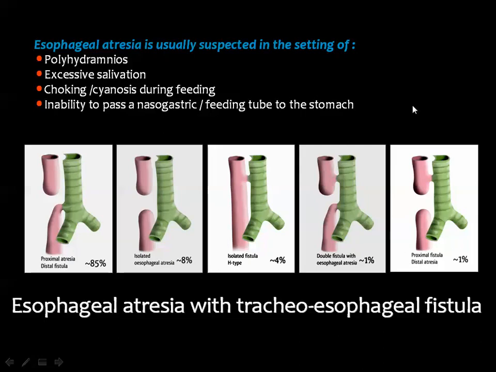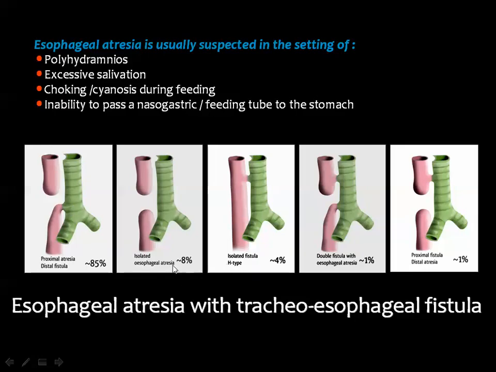Esophageal atresia is suspected in cases of polyhydramnios, excessive salivation, choking or cyanosis during feeding, inability to pass the nasogastric tube or a feeding tube to the stomach. The most common type is this one, which represents about 85% of the cases, where you got blind proximal esophageal pouch with fistulous communication between the distal part of the esophagus and the trachea.